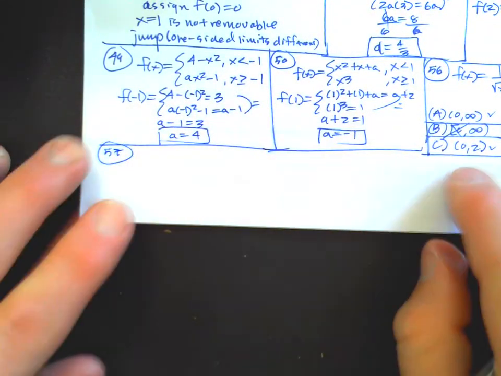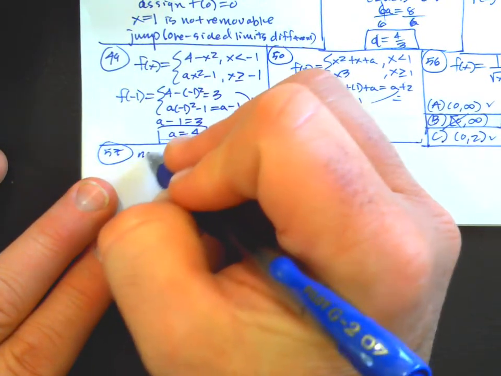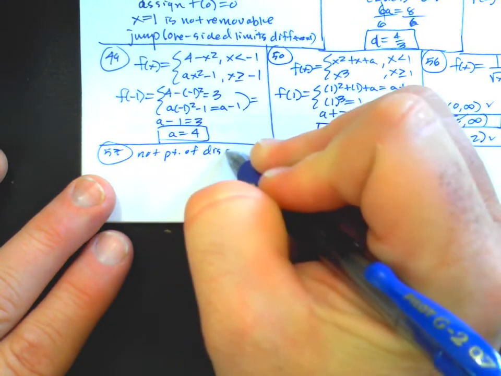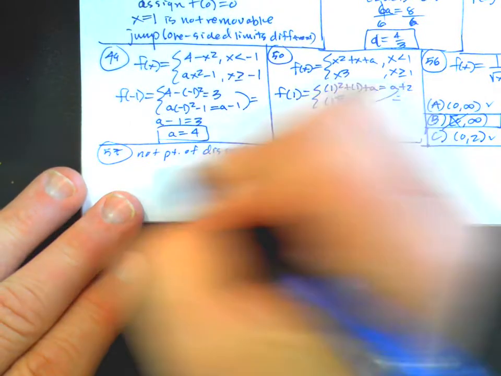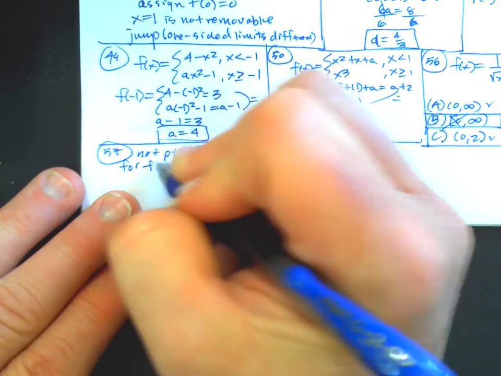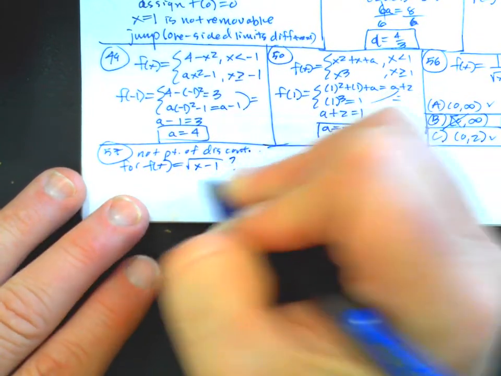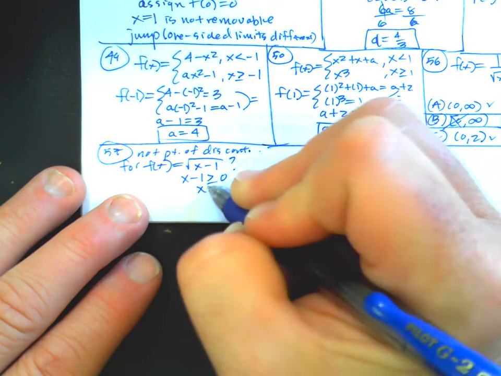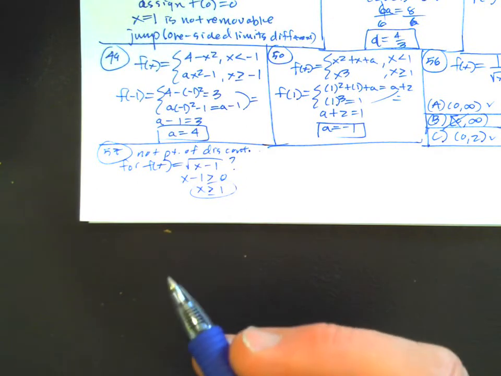57, which of the following points is not a point of discontinuity, for the function f of x equals the square root of x minus 1. So same thing. I'm going to say the inside needs to be greater than or equal to 0, so x needs to be greater than or equal to 1. So any point there should not be a point of discontinuity.